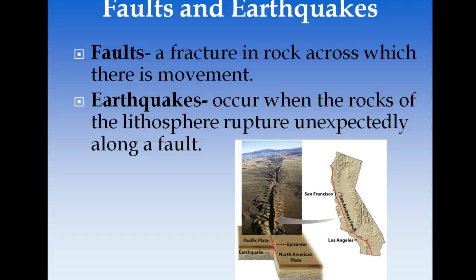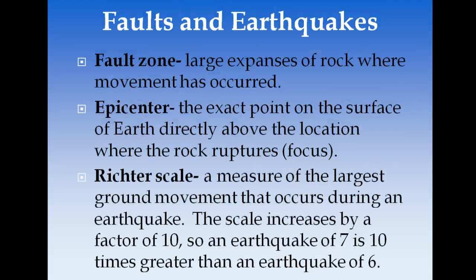There are thousands of earthquakes every year that are basically a 2 on the Richter scale. You don't get very many that are 8 and above. But when you do have an earthquake of 8 and above, that's pretty drastic and devastating to the area around you. The fault zone is where movement has occurred.